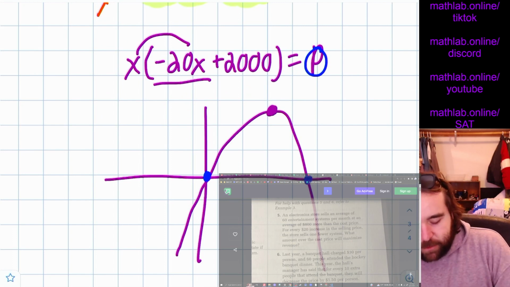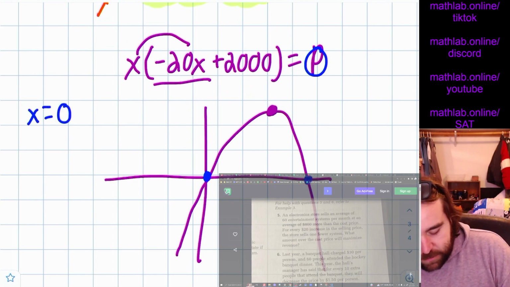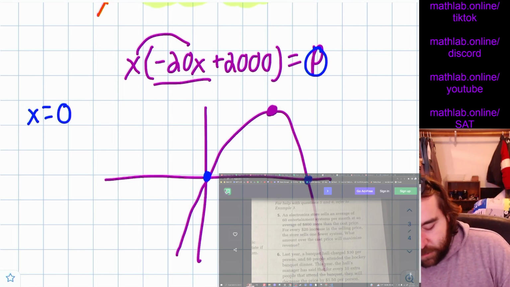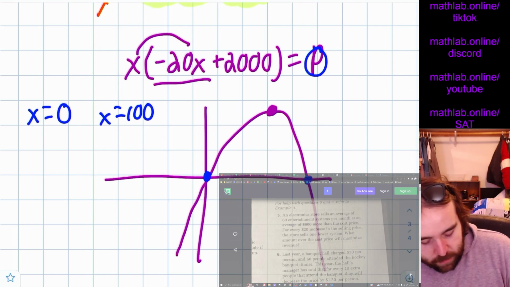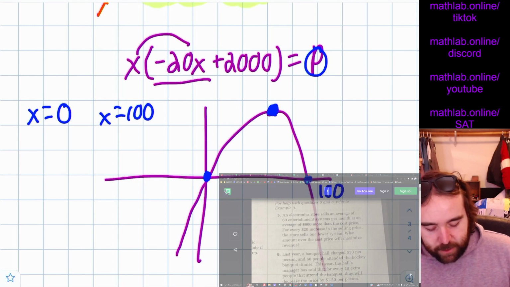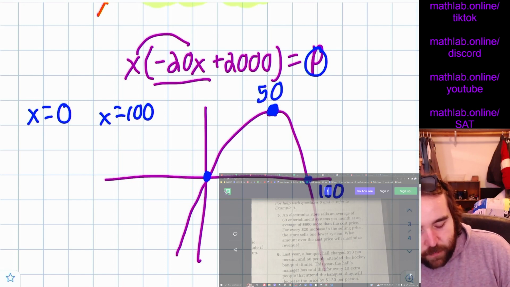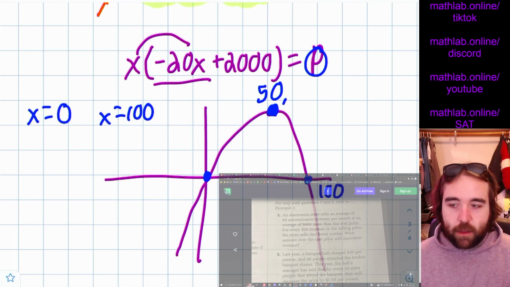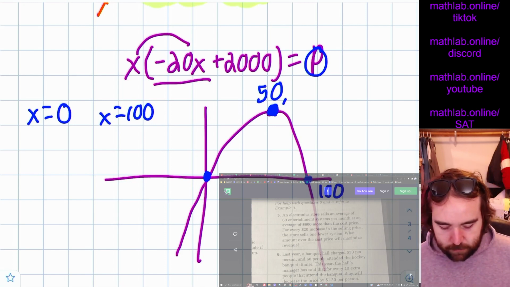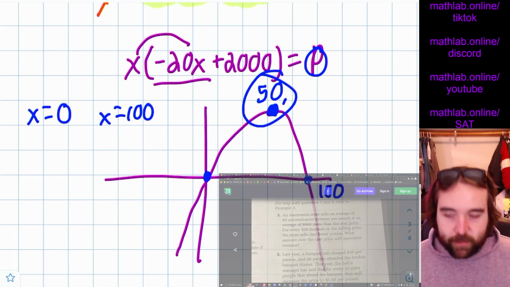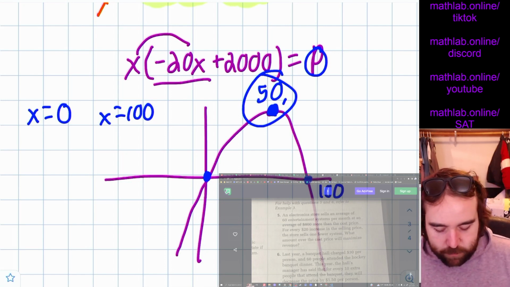And you see, when does that happen? Two things multiplied together to be 0. So either x equals 0 or negative 20x plus 2,000 equals 0, which is what? X equals 100. So this point right here is 100. Because the idea is the vertex then is the middle of that, which means the way to maximize their profits is to sell 50 units. We don't care about what the profit is, but the way to maximize their profit is to sell 50 units because that's where the vertex of this parabola will be.